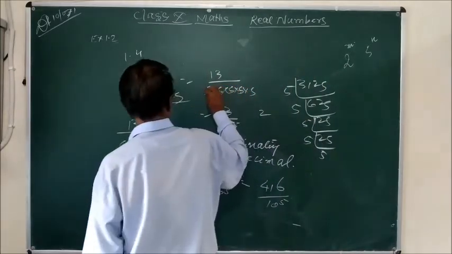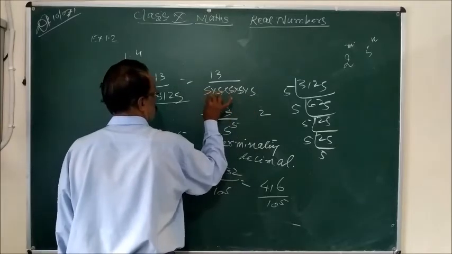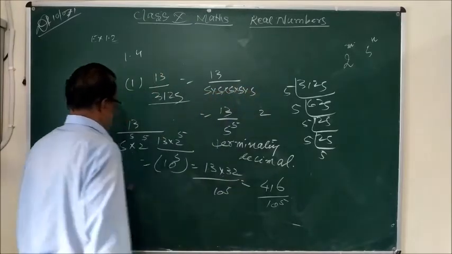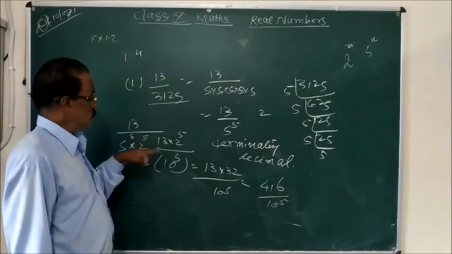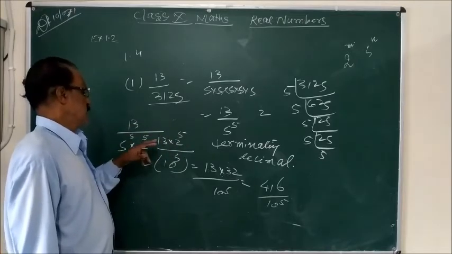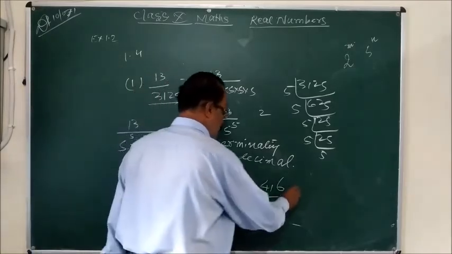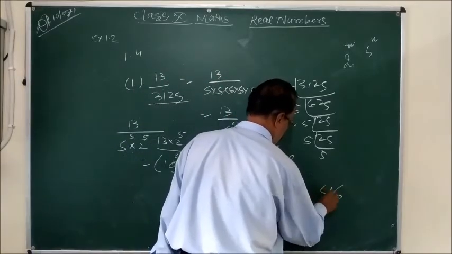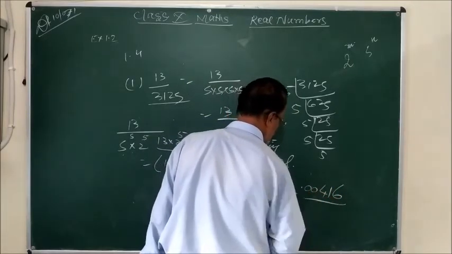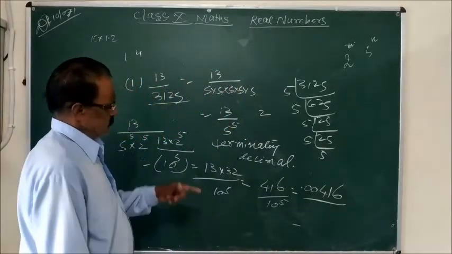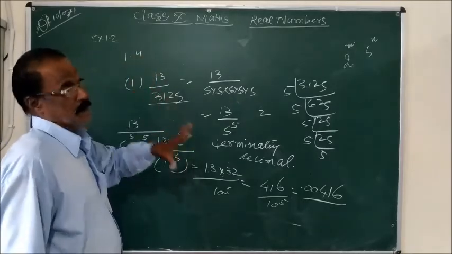So 5 into 5 into 5 into 5 into 5. For getting a power of 10, it is very clear you multiply by 2 into 2 into 2 into 2 into 2, that means 2 power 5, in the denominator. But at the same time, you have to also multiply the numerator by 2 power 5. So this will be how much decimal? 0.00416, with 5 decimal places. That's the decimal.